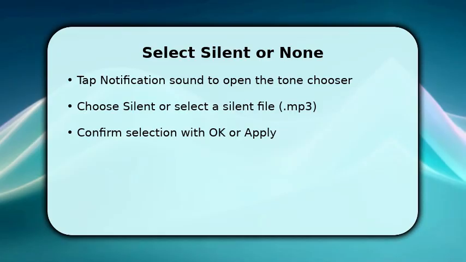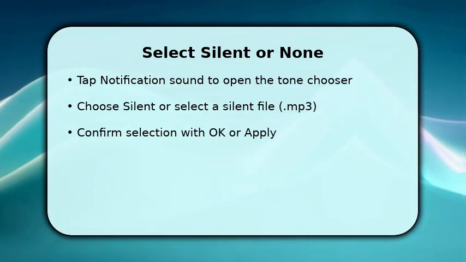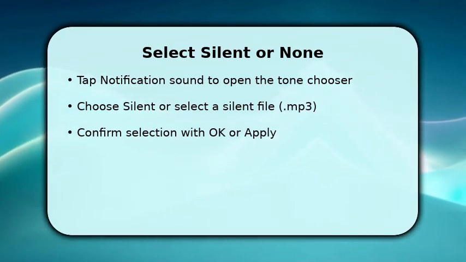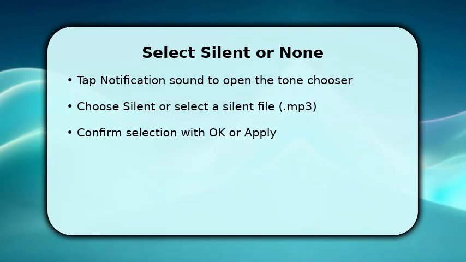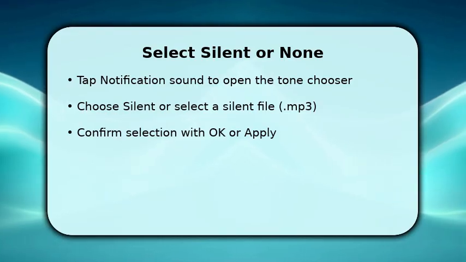If silent isn't present, tap add or choose from storage and select a silent MP3 file you placed earlier. Once you pick silent or the silent file, confirm with OK or apply. This changes notification output without affecting media or ringtone volumes.